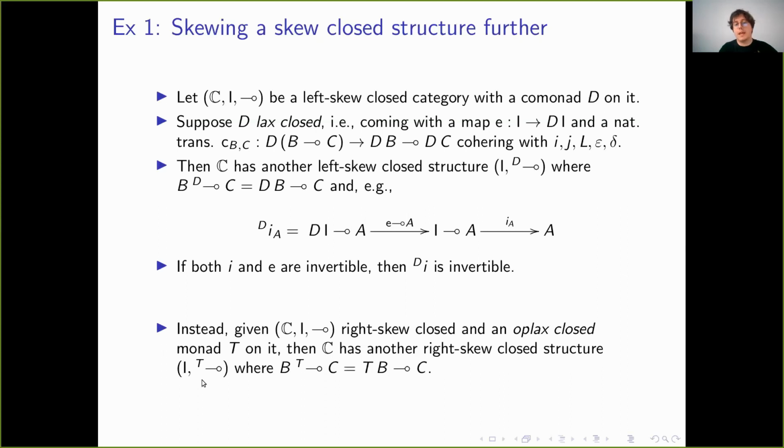And one can play a similar game, starting from a right skew closed category and starting with a monad instead of a comonad, and asking for it to be oplax closed, and then one will get a new right skew closed structure on C defined in this way, where the lolly is defined in this way. So again, now instead of applying D to B, just apply T to B.